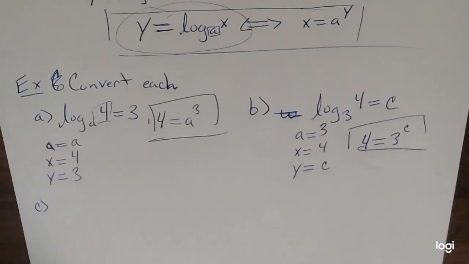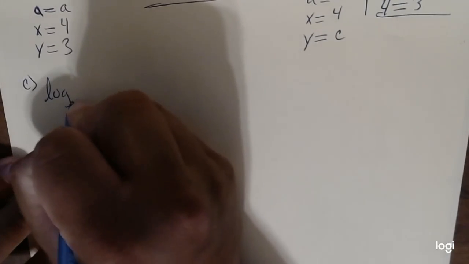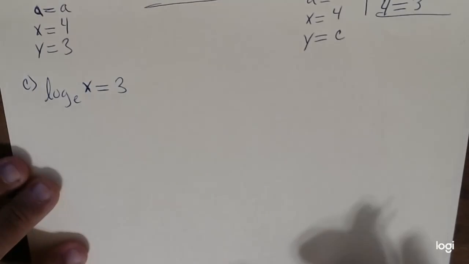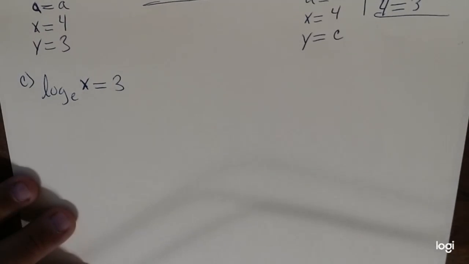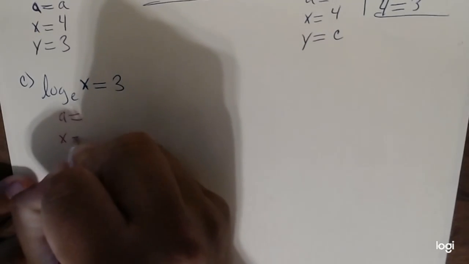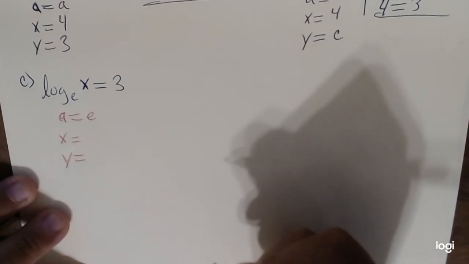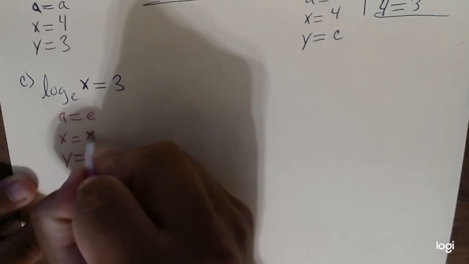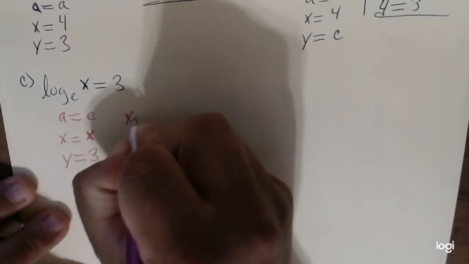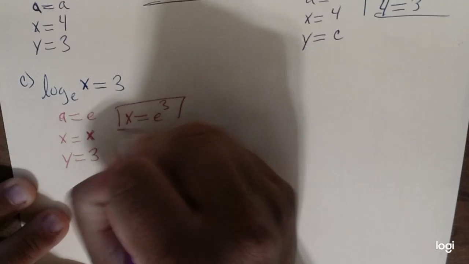So let's try one more. All right, so same thing here, right? Find a, x, and y. So a in this case is the base, which is e, the number e. x is just x, that's itself, and y is 3. So if we use our formula, this is going to be x equals e to the 3rd power. And there we go.